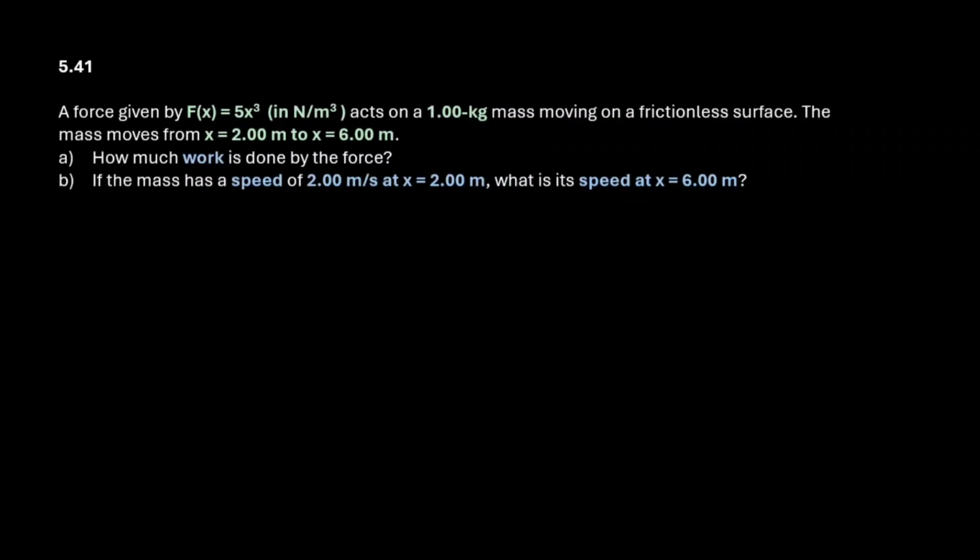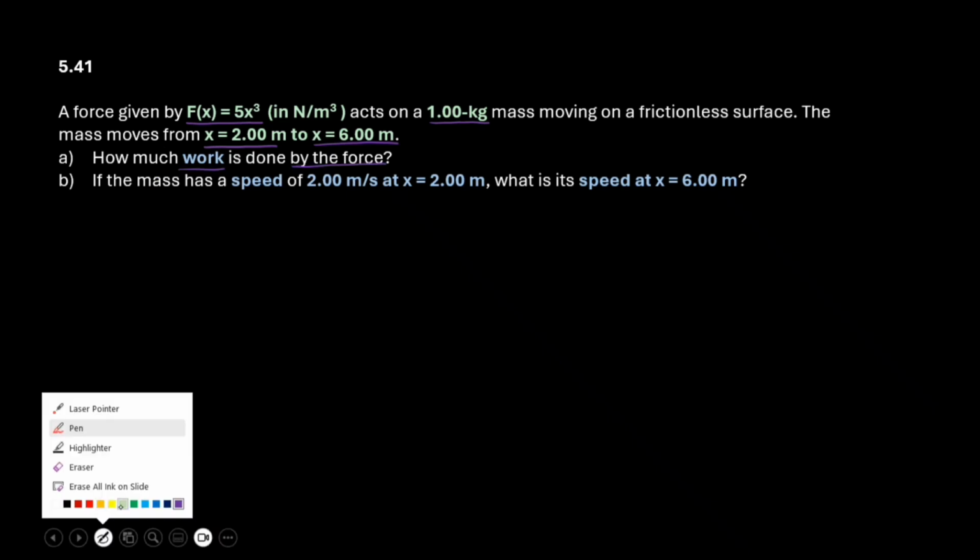Question 5.41. A force given by f of x equals 5x cubed, in Newton per meter cubed, acts on a 1 kilogram mass moving on a frictionless surface. The mass moves from x equals 2 meter to x equals 6 meter. In the first part of the question, we need to find how much work is done by the force.